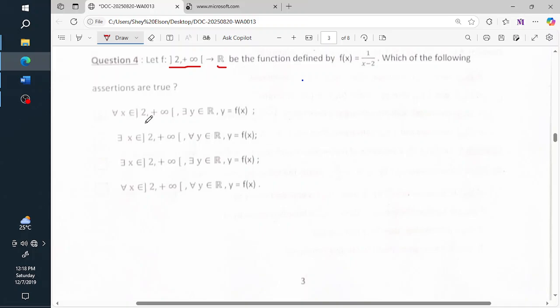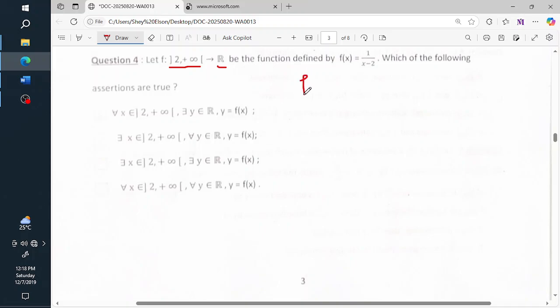Alright, so we have 4 different assertions. So we need to look for the one that is true. So assertion 1 says that for every x that belongs to the domain, there exists a y that belongs to the codomain such that y is equal to f of x. That is just a definition of a function, okay? Because a function is a mapping from one set to another.